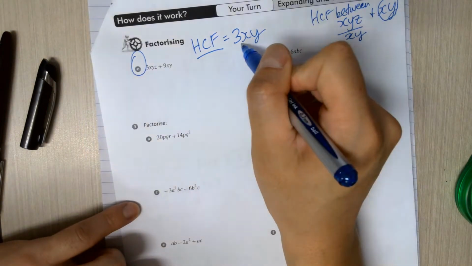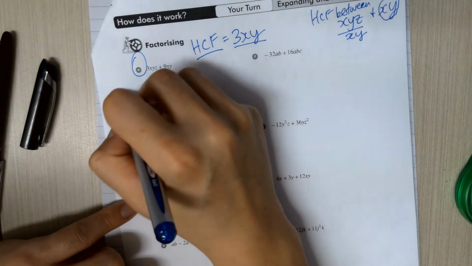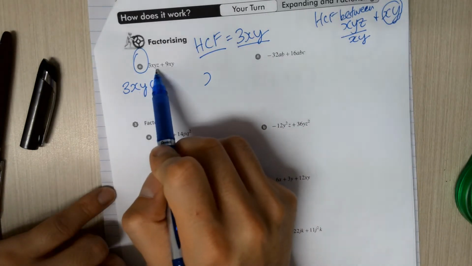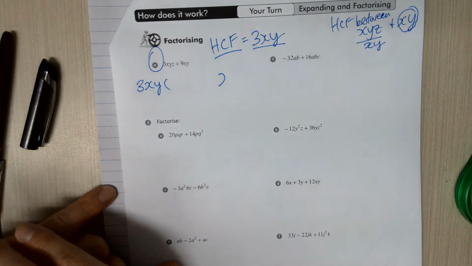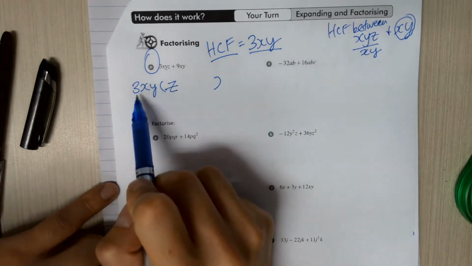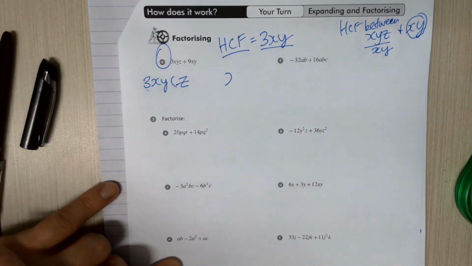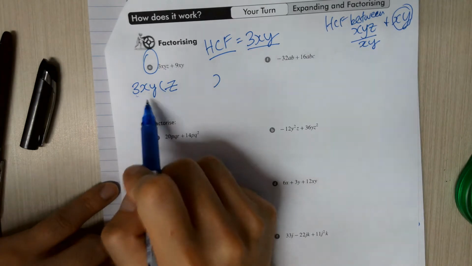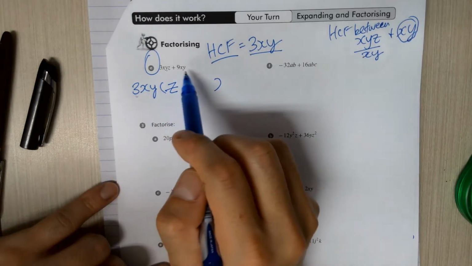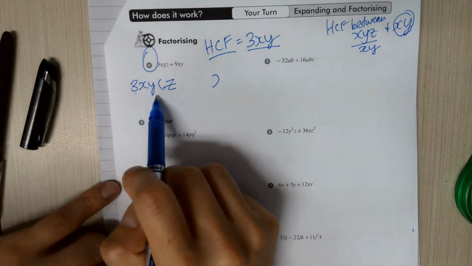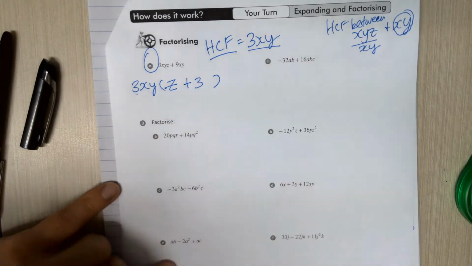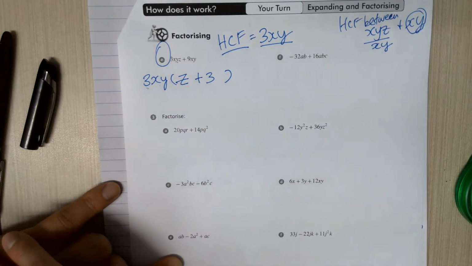So, what do you do with the highest common factor? You take it out. 3xy bracket. First term divided by the highest common factor. 3xyz divided by 3xy. You are going to have z left, right? Because 3xy times z will give me 3xyz. Next, the second term, positive 9xy divided by 3xy. What would you get? So 3xy times what will give me 9xy? Obviously, it's just 3. So your answer would be 3xy bracket z plus 3.